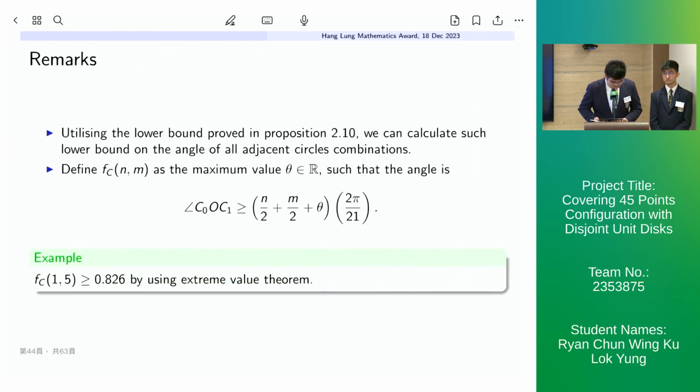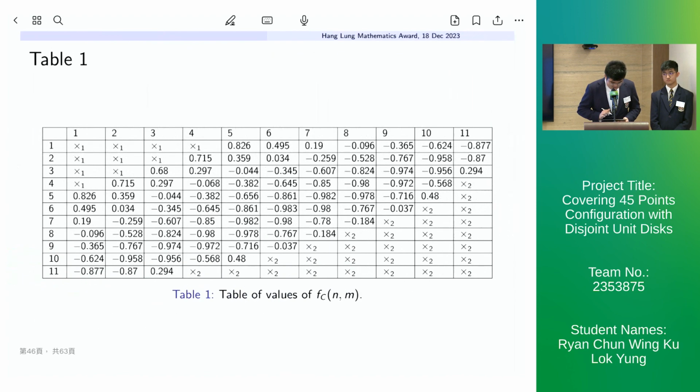We can define fC,M to be the maximum of theta in the bound stated. For example, for the case of two disks covering 1 point and 5 points respectively, then we can find out that fC(1,5) is greater than or equal to 0.826 by using the extreme value theorem. After calculating all fC and M's, we can obtain the following table.